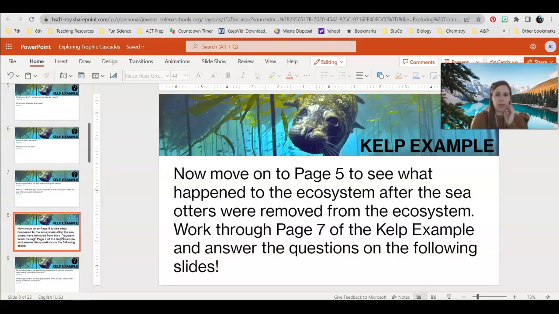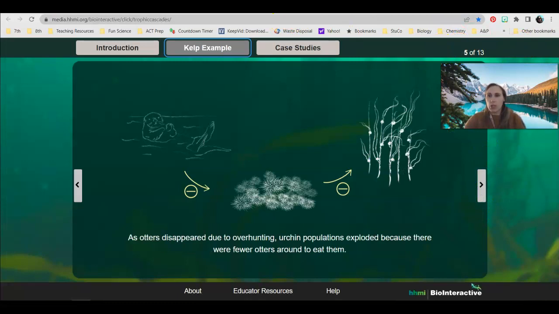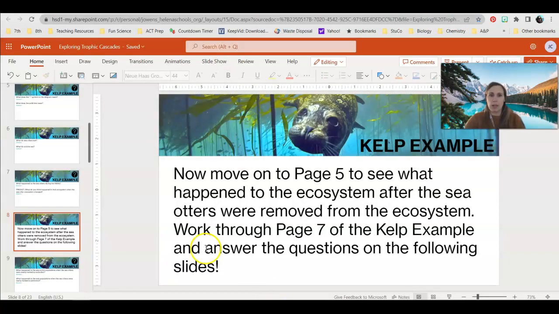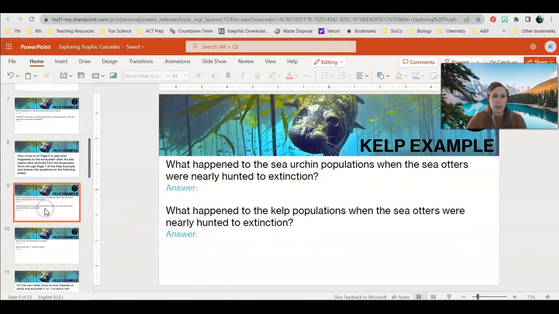Okay, now move on to page 5 to see what happened to the ecosystem after the sea otters were removed. Let's see if your prediction was actually correct. Work through just page 7. We should be starting on page 5 right now, and we're just going to work through page 7. I'll let you do that on your own, and then answer the questions on the following slide.